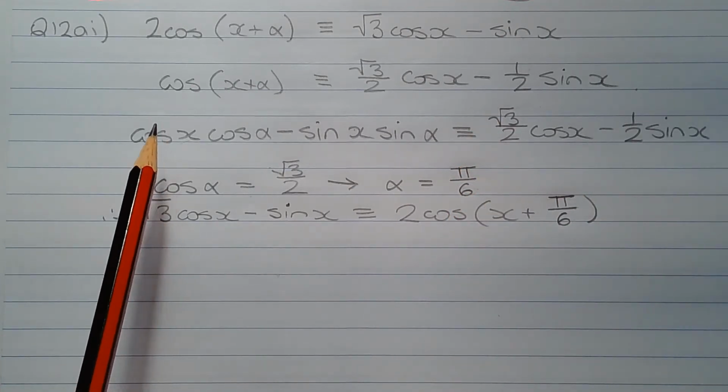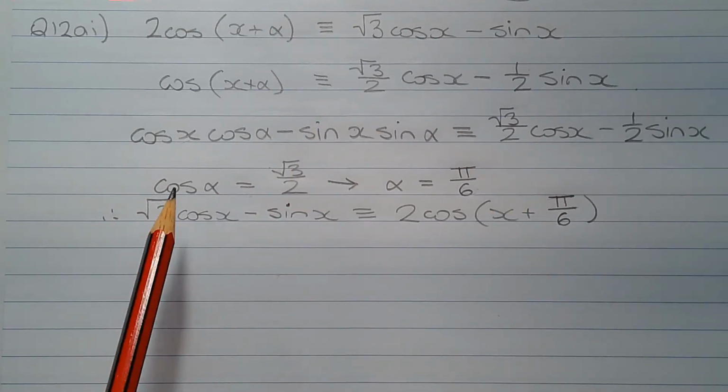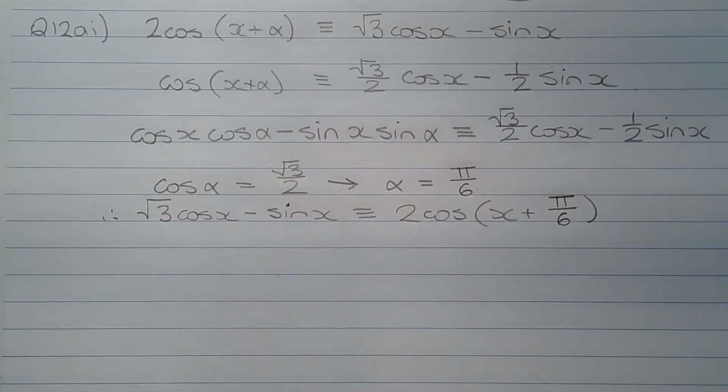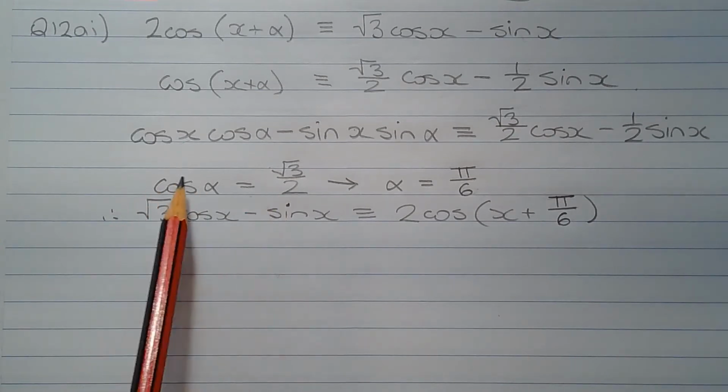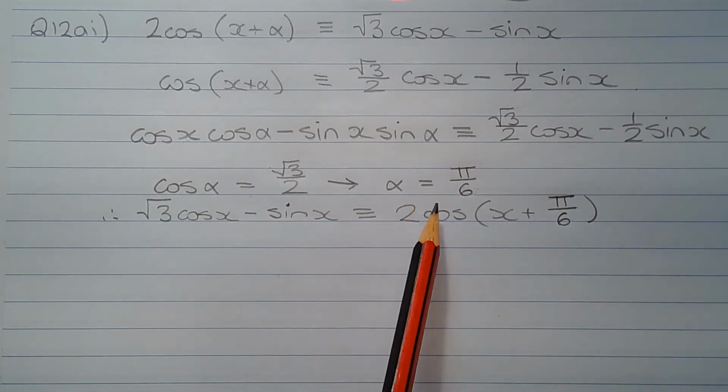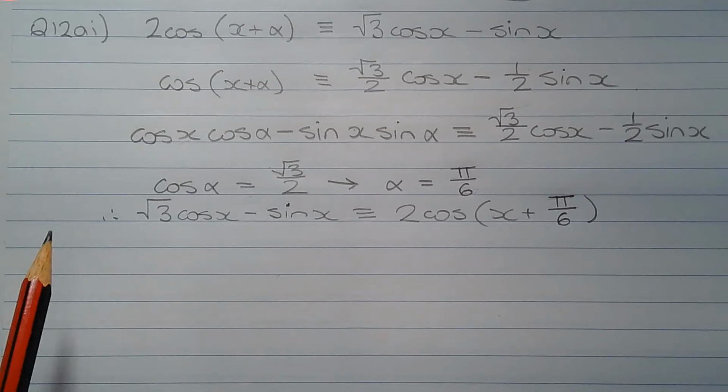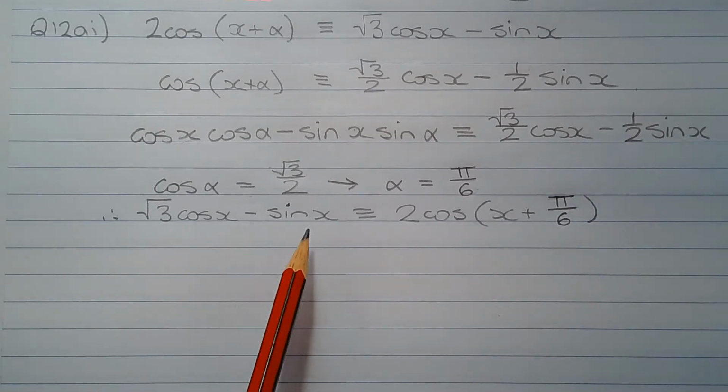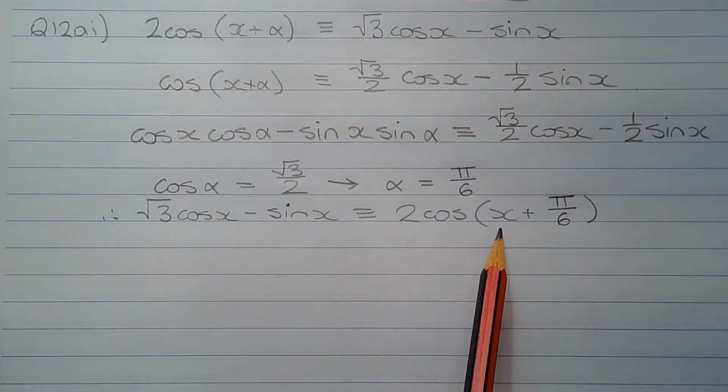Equating the coefficients of cos x on both sides of the identity, we have cos of alpha is equal to root 3 over 2. And taking the inverse cos of both sides of this equation, we have alpha is equal to pi over 6. Therefore, root 3 cos x minus sin x is identical to 2 cos(x plus pi over 6).